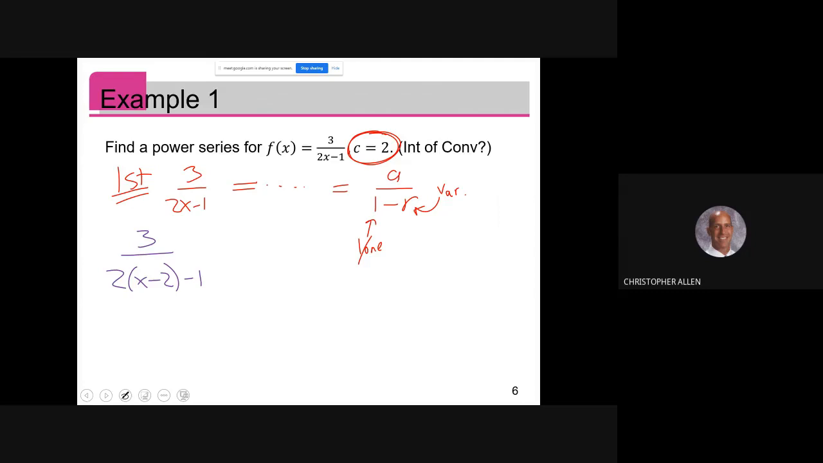Well, here, let's just work. If you're not sure what I did wrong, let me just show you. What's 2 times x? Well, that's 2x. What's 2 times negative 2? Well, that's minus 4, and then minus 1, so that's 2x minus 5. Is that the same thing as 2x minus 1?